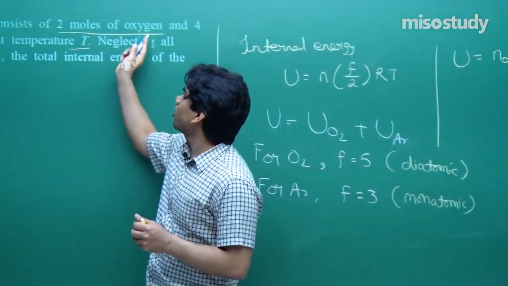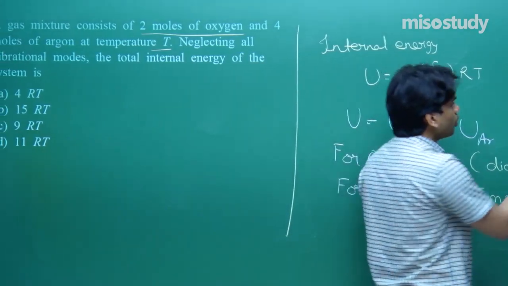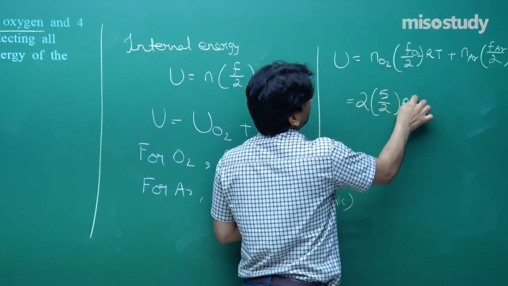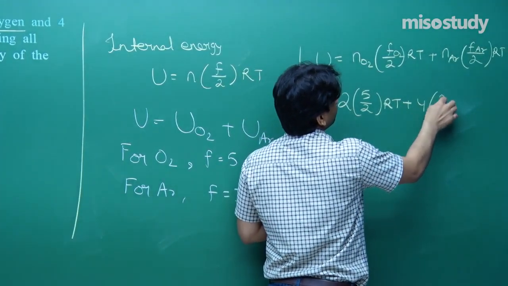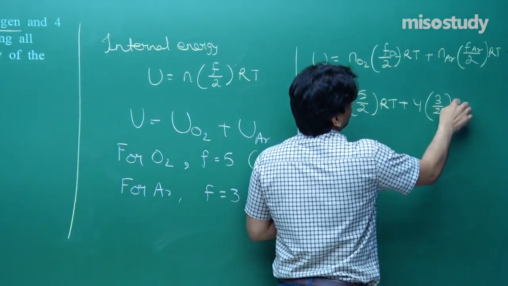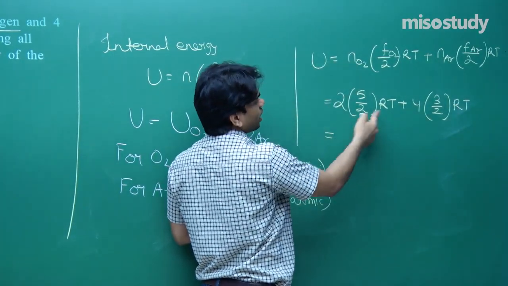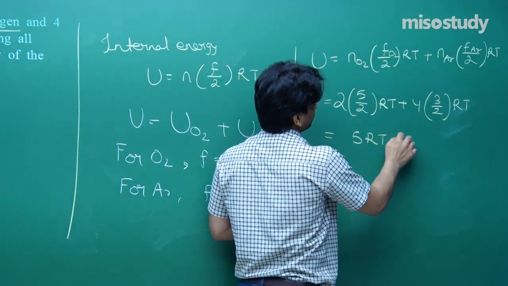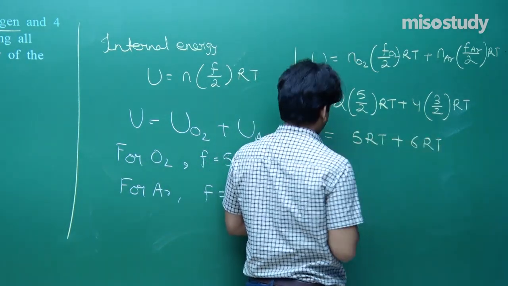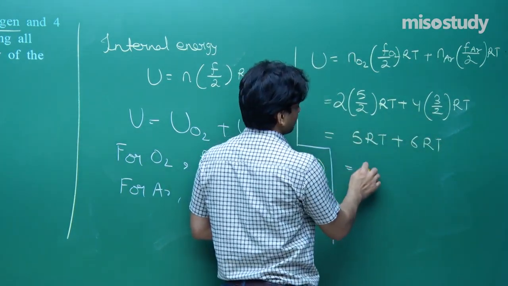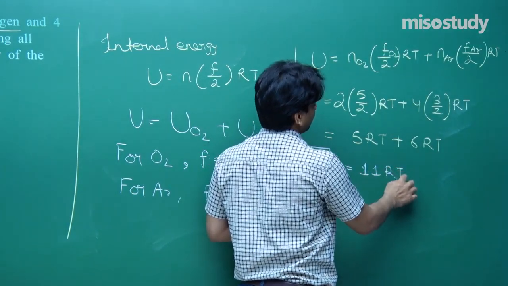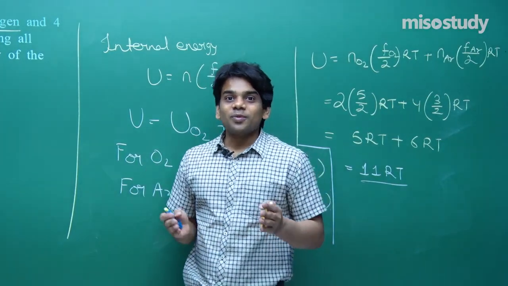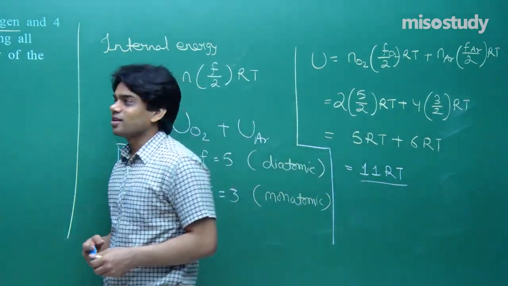The gas will consist of 2 moles of oxygen and 4 moles of argon. So 2 moles of oxygen, 2 into 5 by 2 RT, plus 4 into 3 by 2 RT. Clearly it is 5 RT and we will be getting 6 RT. So 5 RT plus 6 RT is 11 RT. 11 RT is the total internal energy of this combined system of 2 gases, oxygen and argon.